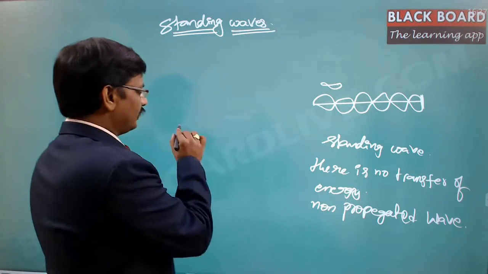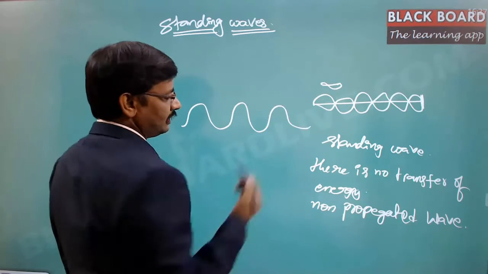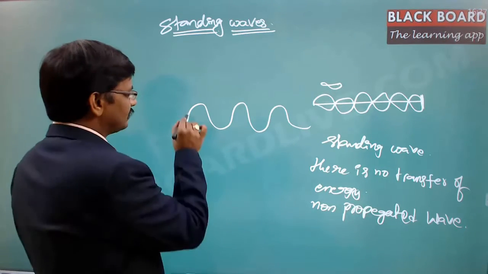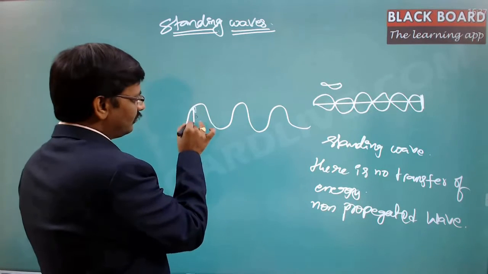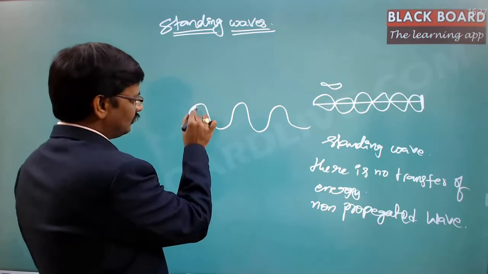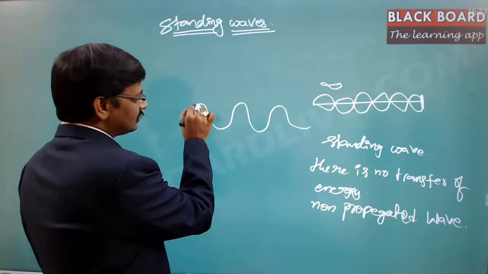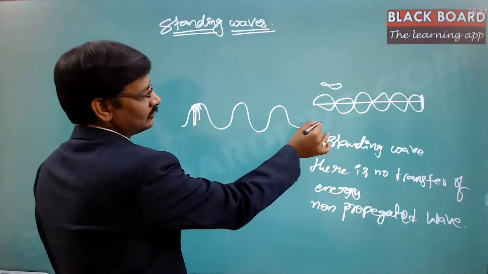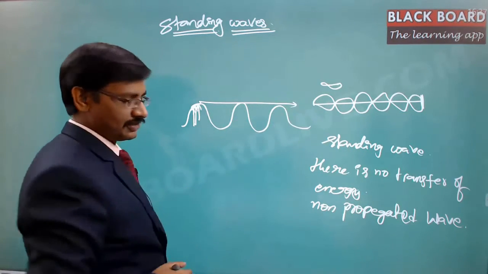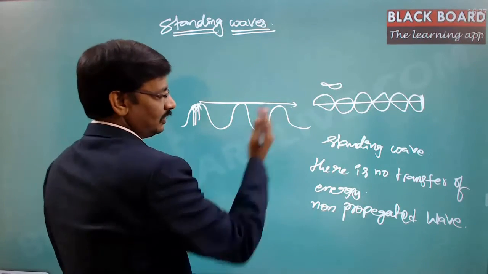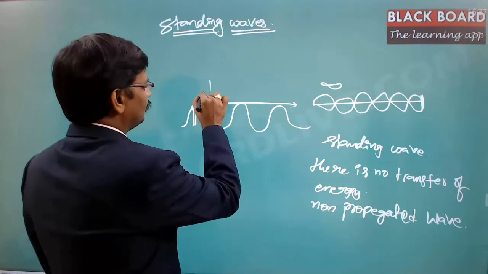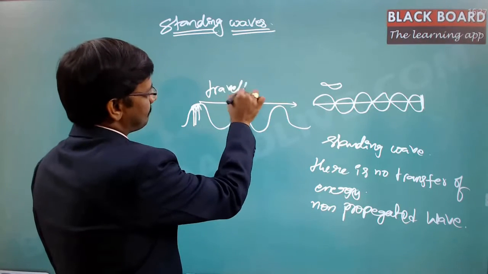If there is one wave traveling in this direction, what is actually traveling is the jerk. What was given to this particle here is transmitted to the very next particle, and that is transmitted to the very next particle like this, and this jerk keeps on traveling and moves in this particular direction. So this is the energy or the disturbance traveling from here to here, and this is called a traveling wave.